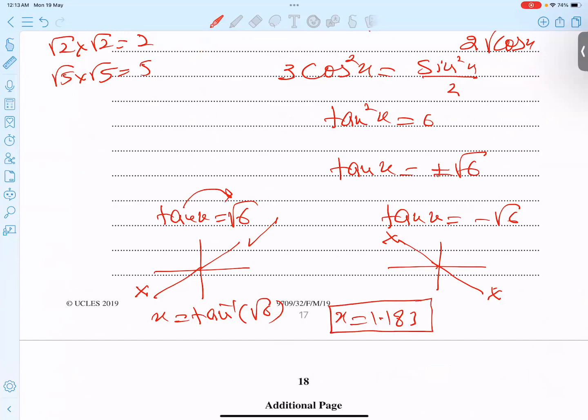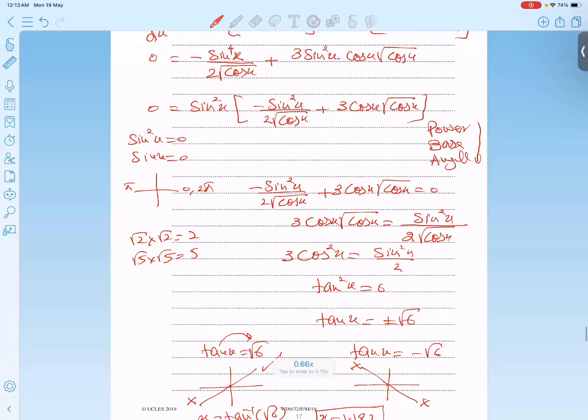I hope the concept is very clear and the paper is completely over.